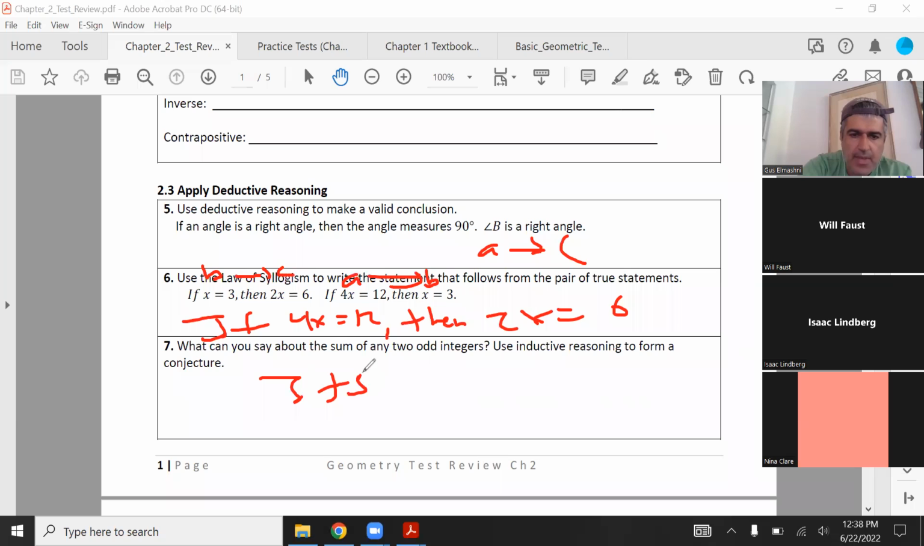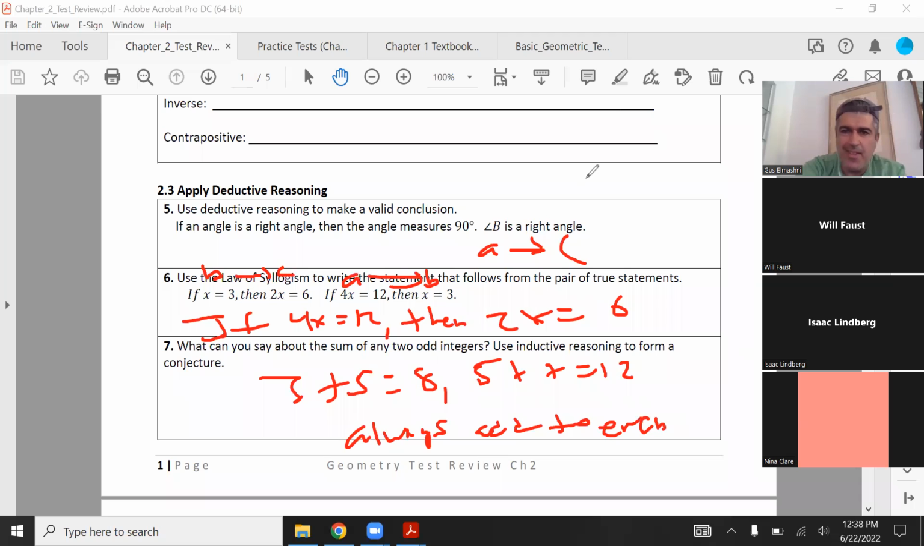3 plus 5 is 8. 5 plus 7 is 12. So you could say it always adds to an even number. And just show some examples. Don't worry about knowing the difference between deductive and inductive reasoning. I'm not going to get into that.